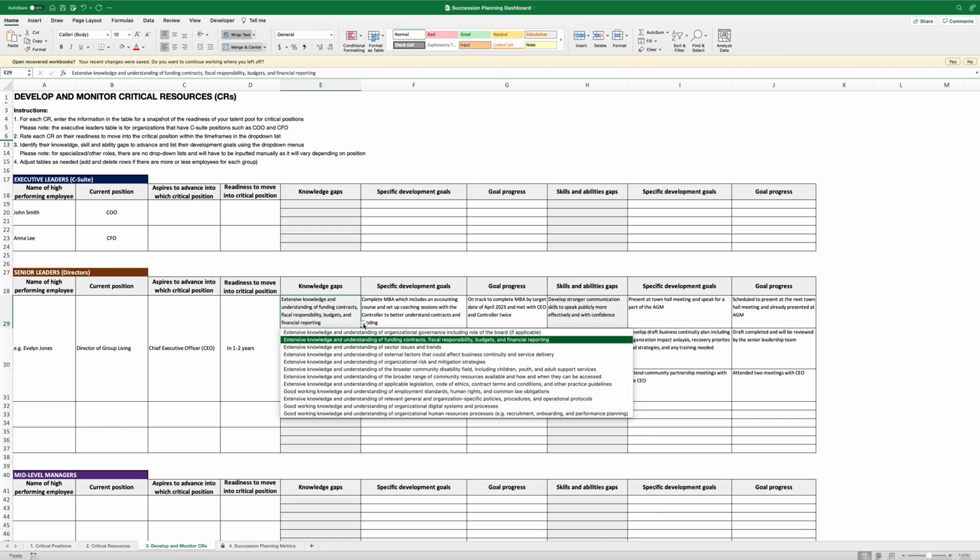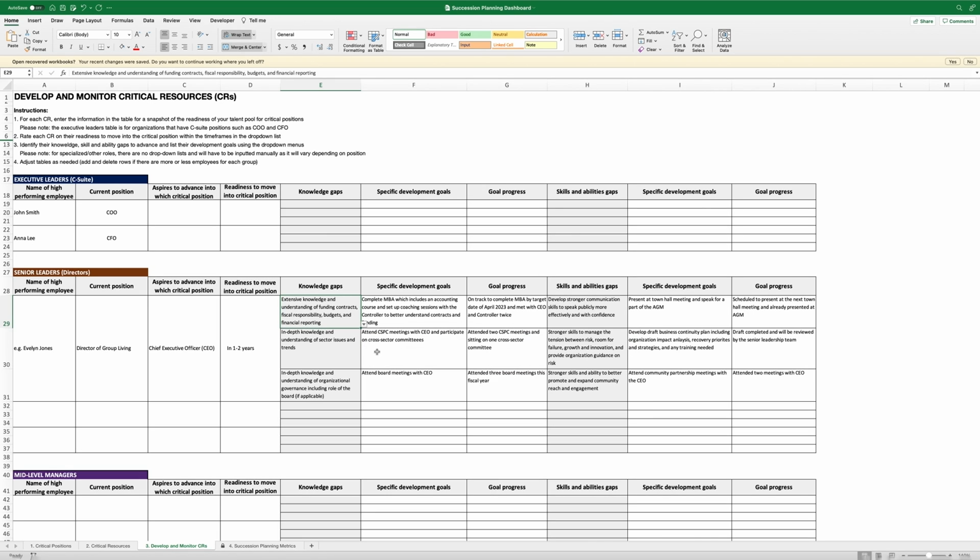These drop-down lists are the KSAs needed to advance into the desired critical position as listed in the overarching L&D strategy in the framework. For example, when I click on the example with Evelyn Jones, the knowledge gap list is what is needed to advance into an executive role. For Evelyn, the first knowledge gap is about understanding funding contracts, fiscal responsibility, budgets, and financial reporting.